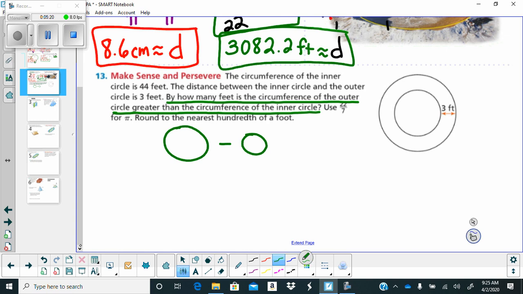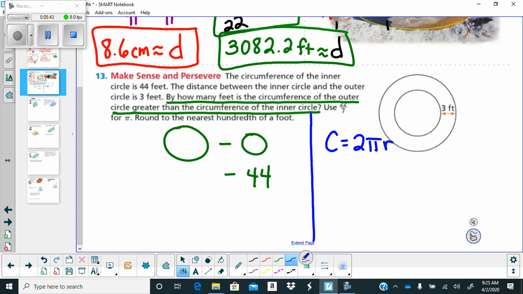So the circumference of the big circle, we have to find. The circumference of the little circle, they told us in the directions, is 44. We need to find the circumference of the big circle, the outer circle. Okay, in order to find the circumference of the outer circle, I'm going to go over here and do that. Circumference equals 2 pi r.